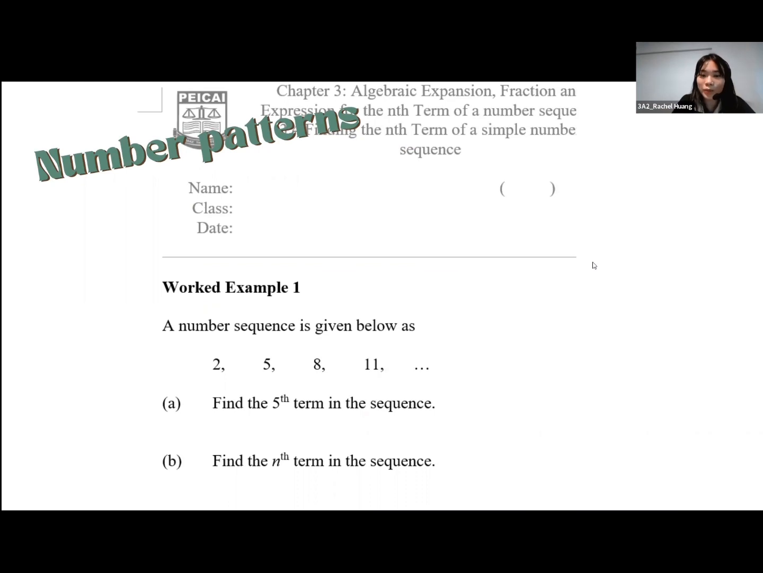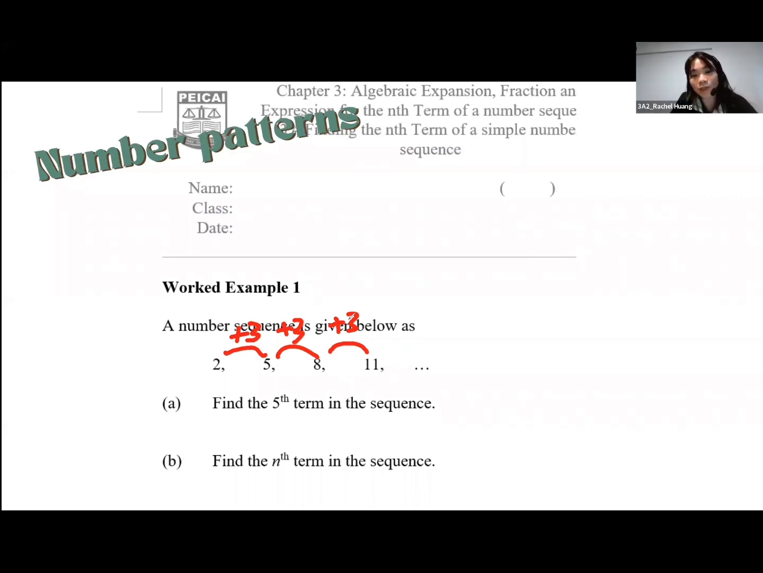Last but not least, we have number patterns. Number patterns is not too difficult. It's almost like primary school because all we need to see is what happens to the numbers. So 2, 5, 8, 11, what is the pattern? Basically, 2 plus 3 gives me 5, 5 plus 3 gives me 8, and then 8 plus 3 gives me 11. So the pattern is a plus 3 pattern.